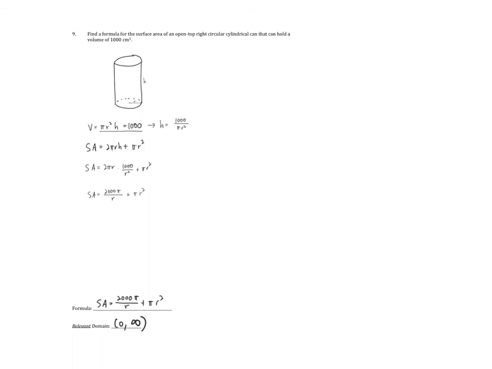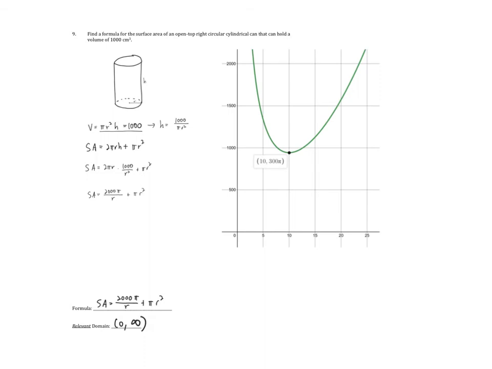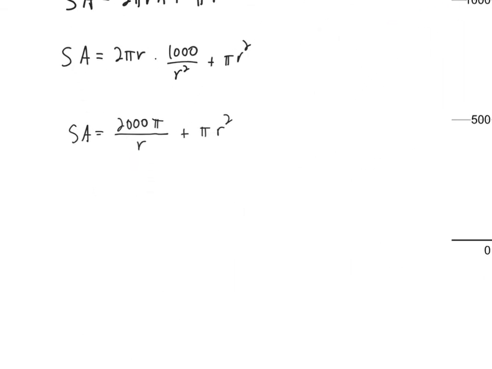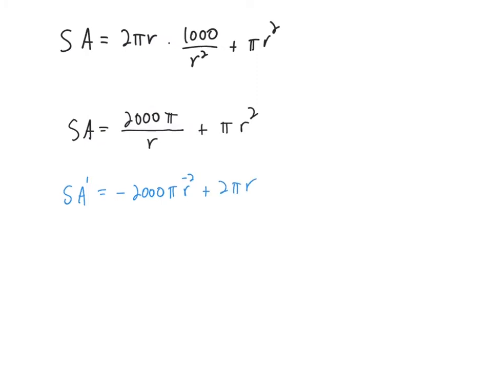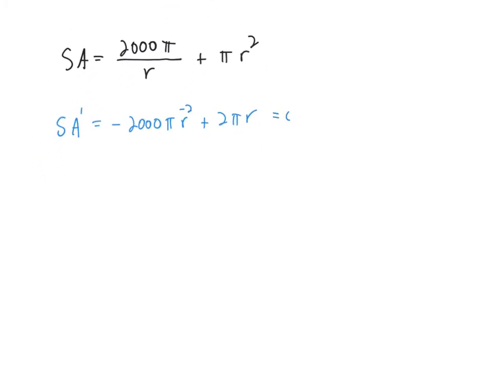Okay, so let's graph this. So there we can see what the minimum value is and where it occurs, when r is 10. So let's see how that works. Okay, so take the derivative. Okay, set that equal to 0.